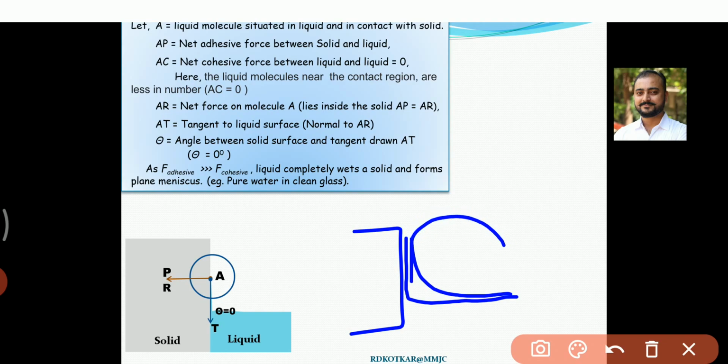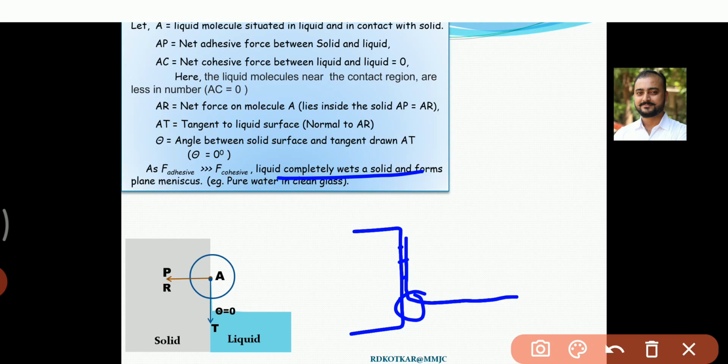Means these shapes can be formed in that case, but as in this case you have found there, I will show you what you observe, it's somewhat straight. Okay, and that's why the liquid will be in contact much more, and so the step will be given here: the liquid completely wets a solid and forms the plane meniscus.